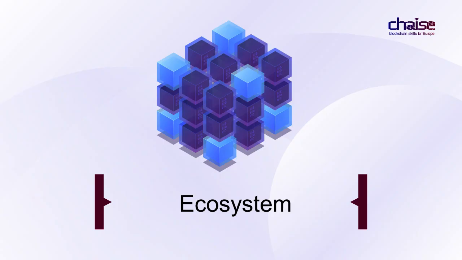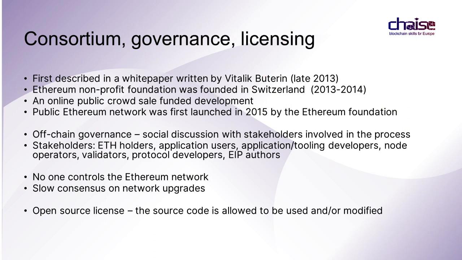Ecosystem. The Ethereum network has become sufficiently decentralized that no one party controls the network. Governance is off-chain. A social discussion between stakeholders decides how and when upgrades or changes are made on the network.